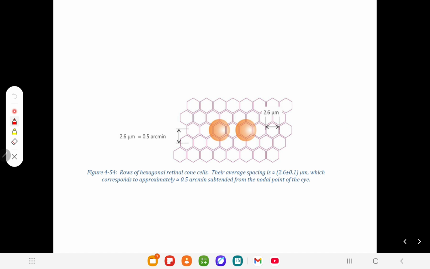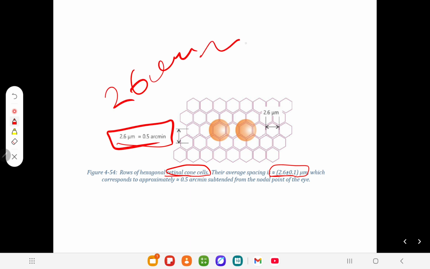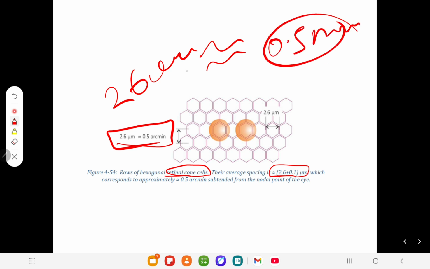Here's the picture. The row of hexagonal cone cells, and the average spacing is this. I will show you this in another video. It's better to remember this: the spacing in the fovea is 2.6 micrometers, which approximately corresponds to 0.5 arc minute. You can convert it, can't you?